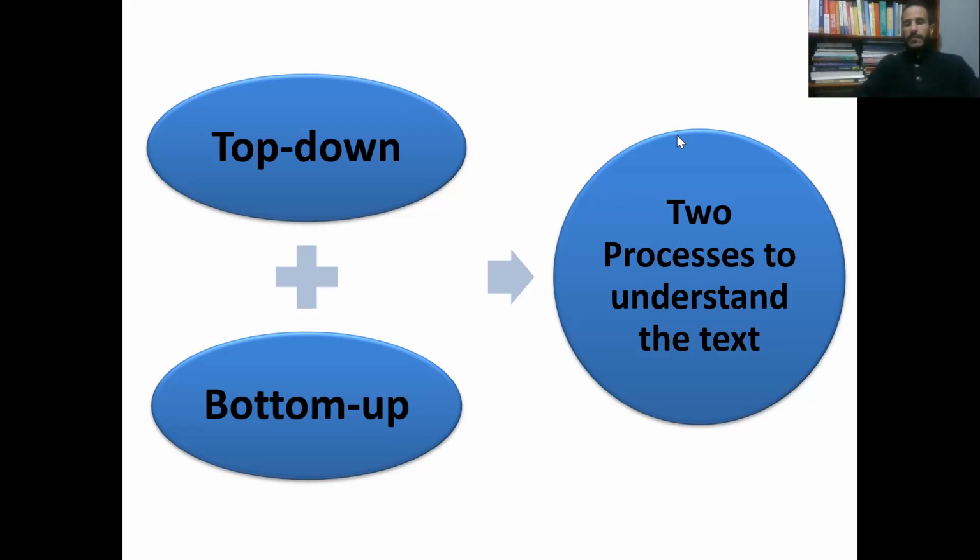Good. For example, let's go back to the example of a text about hobbies. The teacher will not give them the text. The teacher will show two pictures. Swimming, playing soccer, which one do you prefer? So what is this? Is it top down or bottom up? What do you think? Top down. Thank you, top down, because there is no text. We haven't read the text yet.